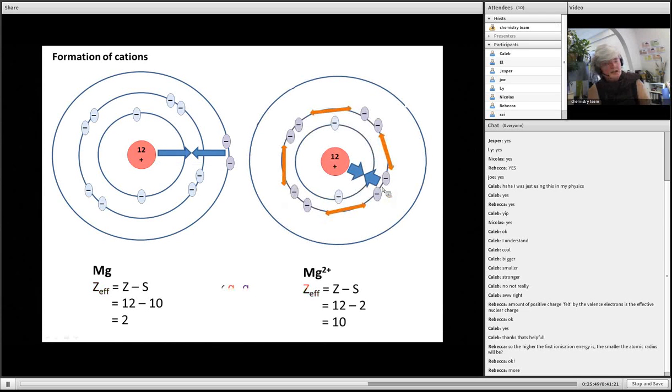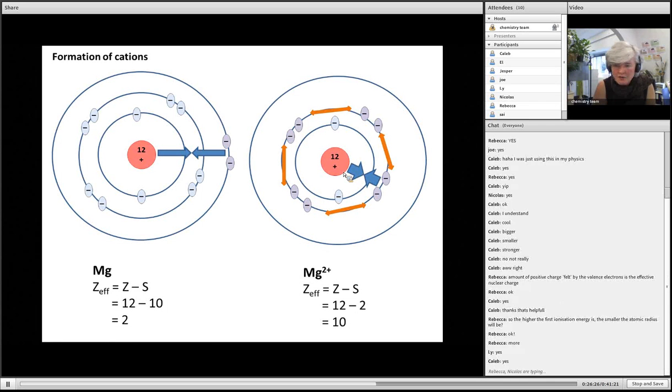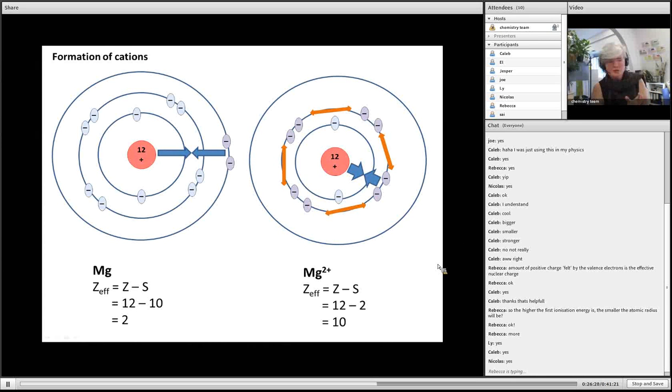And also notice that the distance is now smaller for two reasons. Because can you see it was in the third energy level that we had to attract? Now it's in the second energy level. So it's already come closer just by the loss of an energy level. And by having a higher effective nuclear charge, it's going to attract them even more strongly. And that's why the cation is quite a bit smaller than the atom. Is that clear? Does that make sense? I know I'm doing a lot of talking, so you're welcome to interrupt and ask questions.